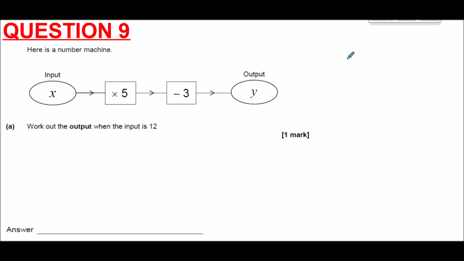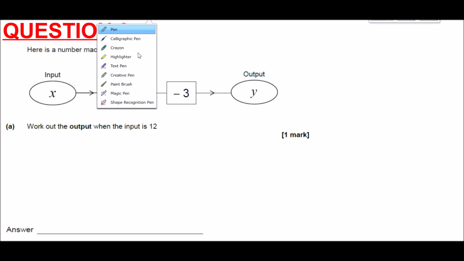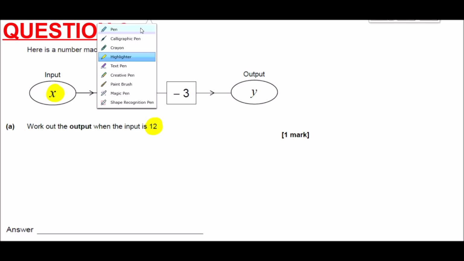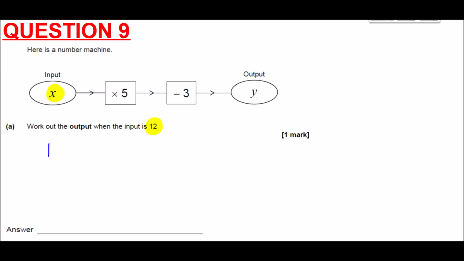Question 9 is about a number machine, and we need to work out the output when the input is 12. The input is given by x, and so in this case we're saying that the input, which is x, is now 12. What we can do is just follow the instructions of the number machine. So the input goes in, which is 12. The first thing we need to do is multiply by 5. So 12 multiplied by 5, you should find that's 60.